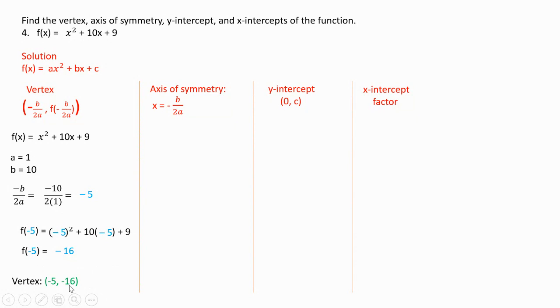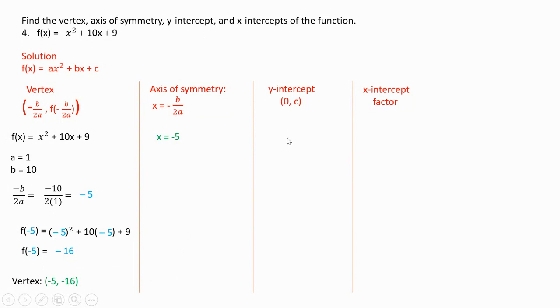Negative 5, negative 16. Okay, now once I find my vertex, I also found the axis of symmetry, which is the x part of the vertex, which is x equals negative 5. At times, some questions might ask you to find the maximum or minimum value. For this particular question, they weren't asking for that, but the minimum or maximum value will always be the y part of the vertex. Okay.